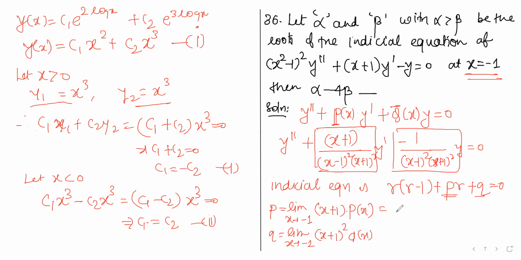So let us find out. If you put limit x tends to -1, x plus 1, in the numerator we already have x plus 1. So it will be (x plus 1) square upon (x minus 1) square into (x plus 1) square. So this gets cancelled. When you put -1, you get 1 by 4. This is my p, which is 1 by 4.